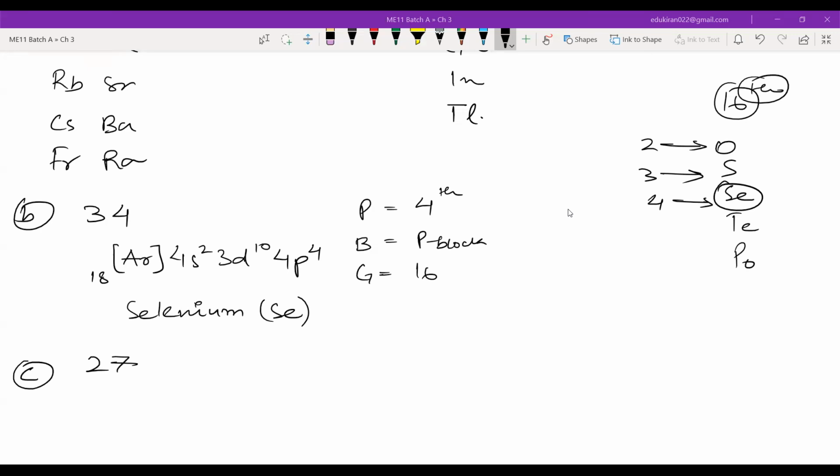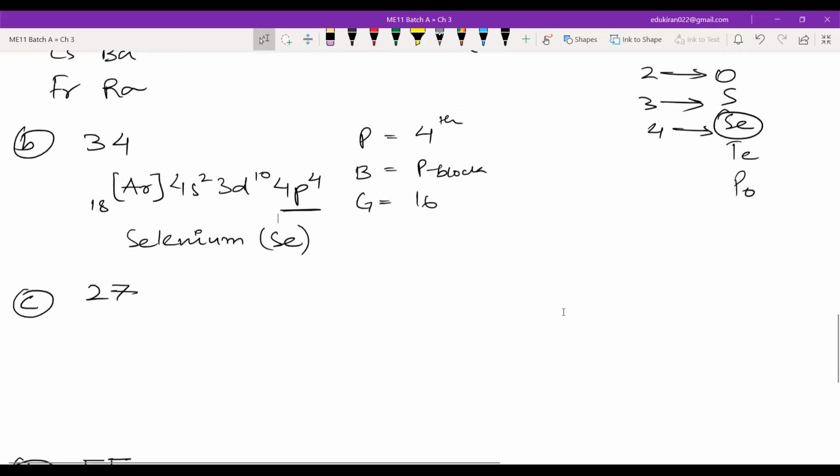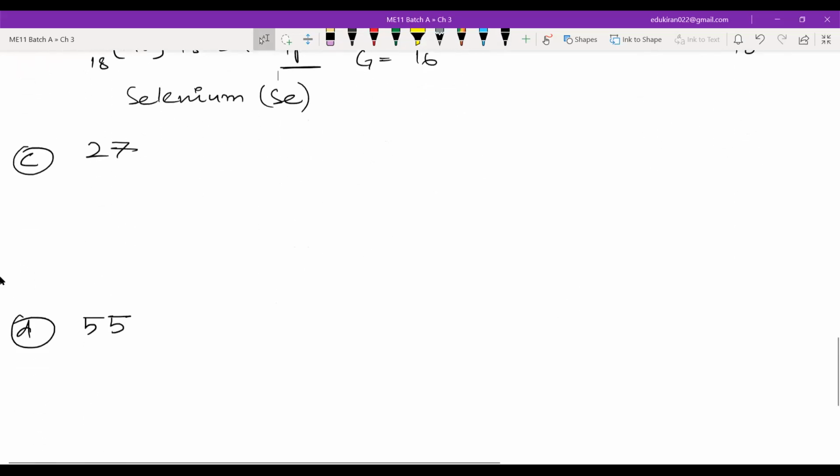What do we see in the electronic configuration to determine the block? The last thing. What last? The last subshell in which the electron is going, right? The last electron is going in which subshell? Please look at that. Okay.